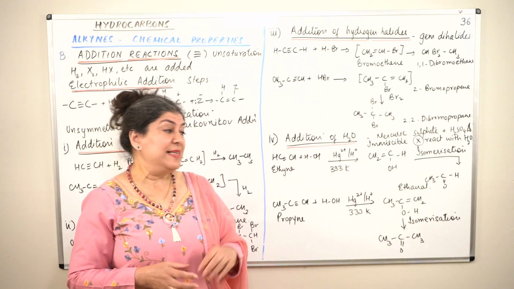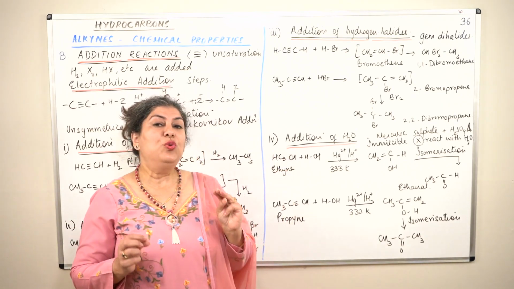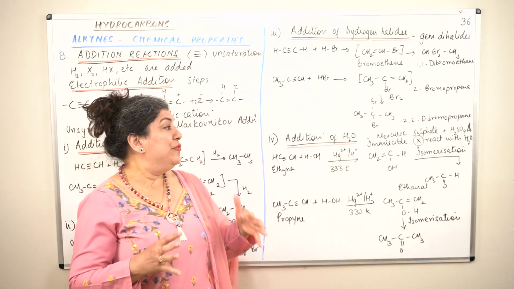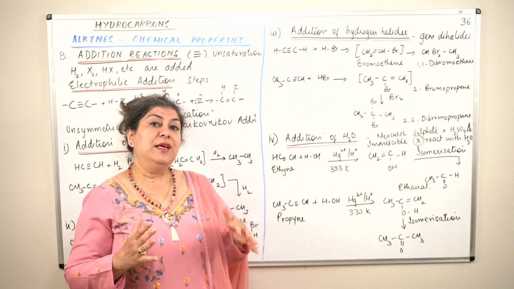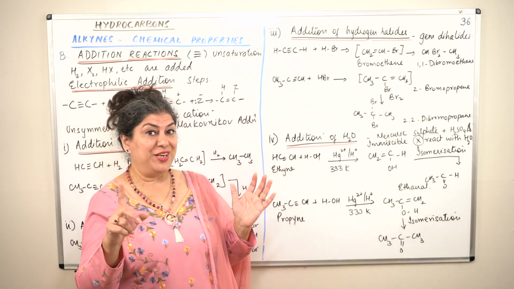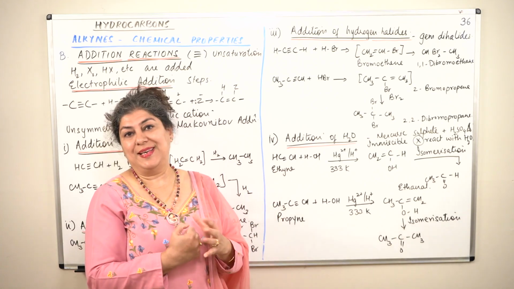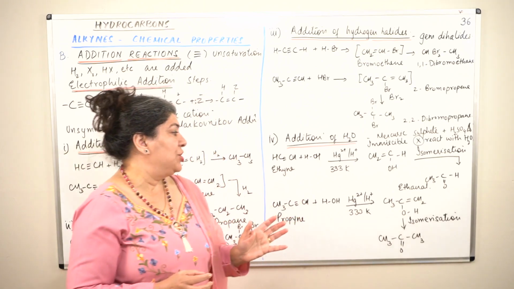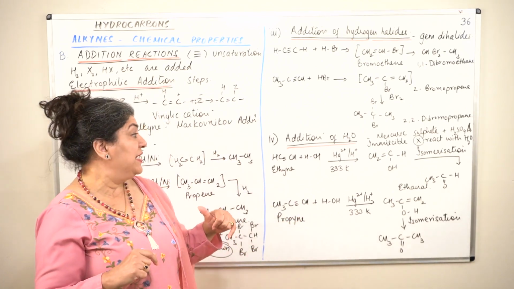But alkynes, since they have a triple bond, you can force alkynes to react with water. And when you force alkynes to react with water, the water molecule, being polar in nature, has H positive and OH negative. So the addition that takes place is electrophilic addition. And since it is electrophilic addition, it will be Markovnikov addition.